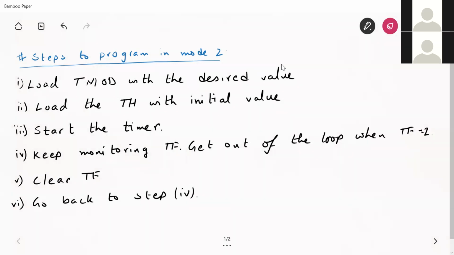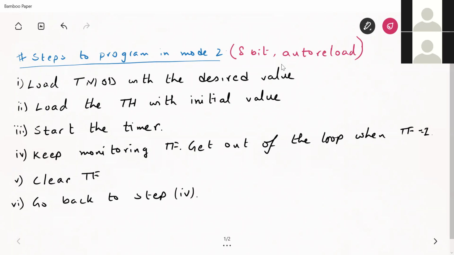Okay. So now we are in mode 2. If you remember, mode 2 is 8-bit, and there is another name, which is known as auto reload. Yeah, 8-bit and auto reload. So this is the main difference with mode 1. If you remember, mode 1 was only a 16-bit timer. There was nothing like auto reload. But mode 2 is 8-bit and auto reload. So let us see what the main difference is.